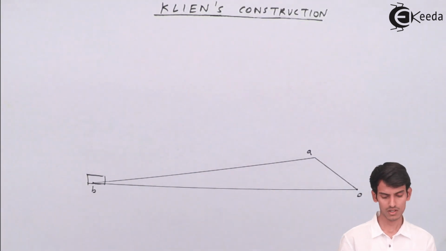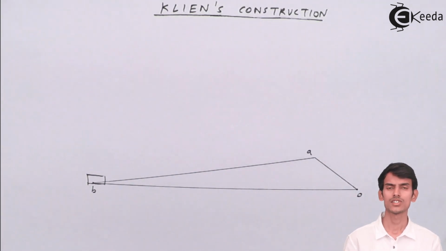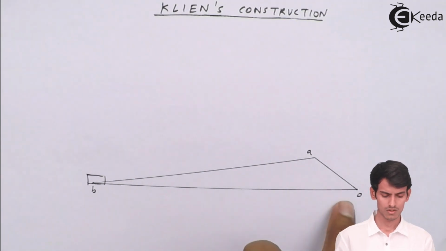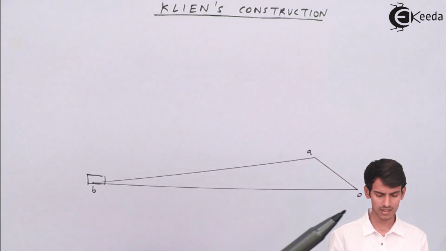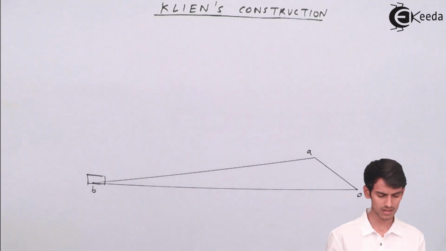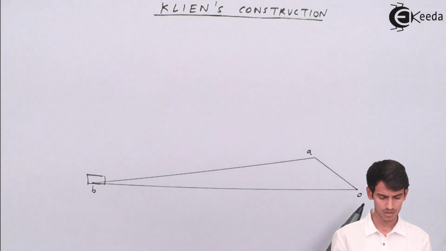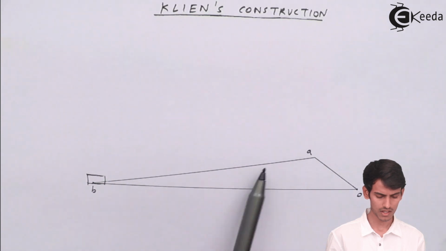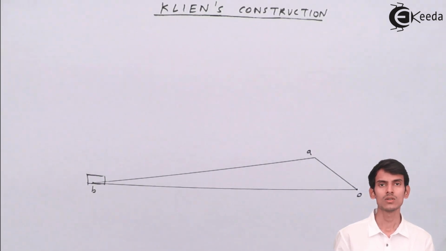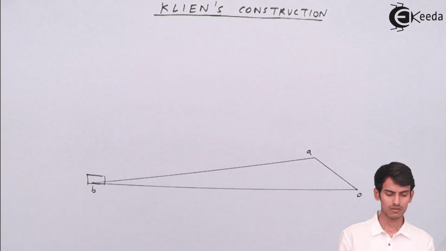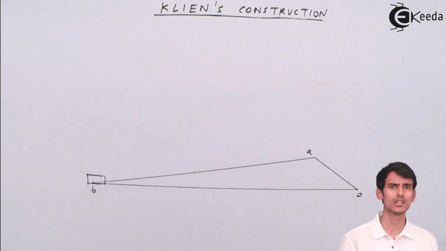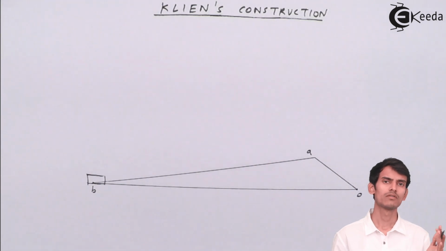So as you can see here, the single slider crank chain is ready. O, A, B. OB, this bottom link, as you can see, is a fixed link. This is the crank, this is the connecting rod, and this is the slider. We have 4 links in total. OB is the fixed link, OA is the crank, this is the connecting rod, and this is the slider. Now first we'll be doing certain construction here, and then we'll get a velocity triangle, and after a few more constructions we'll get an acceleration triangle.